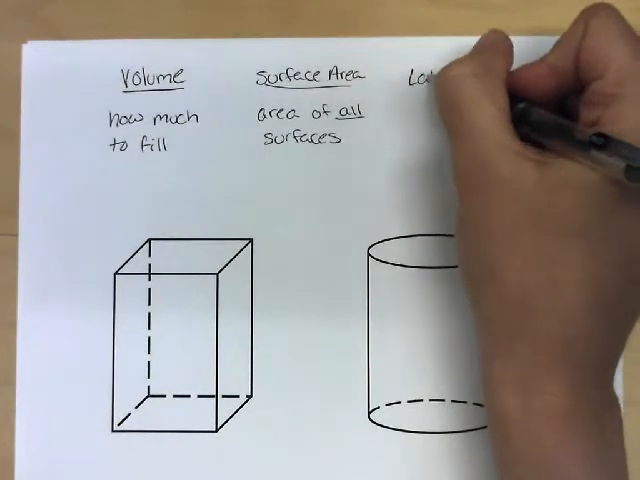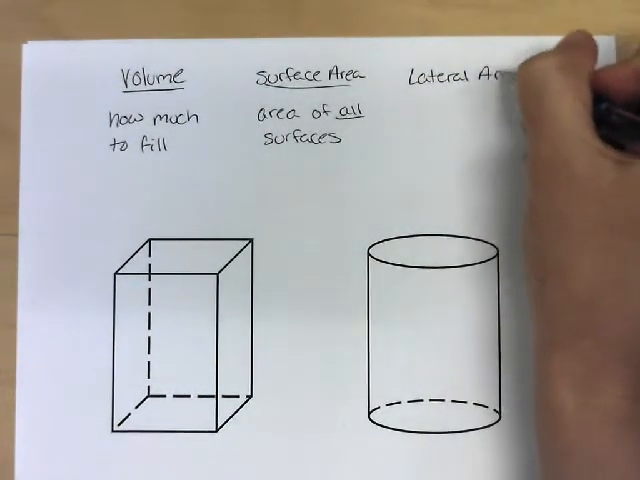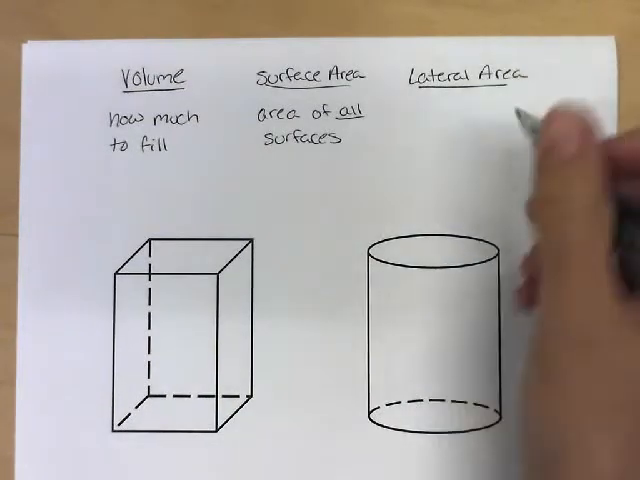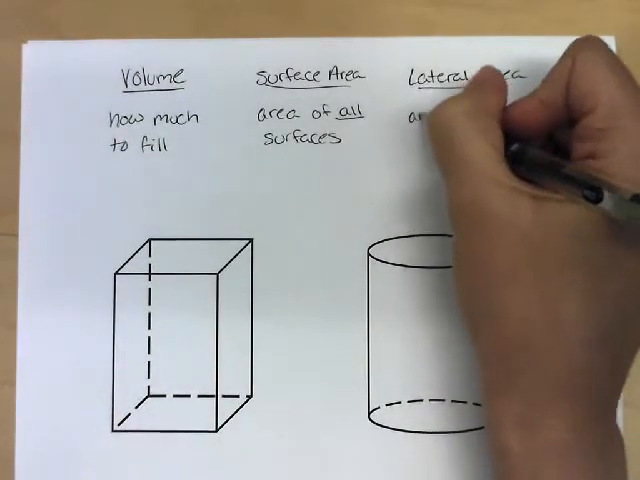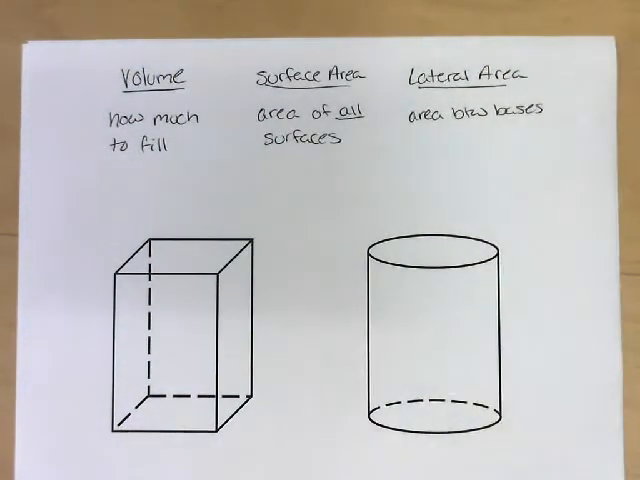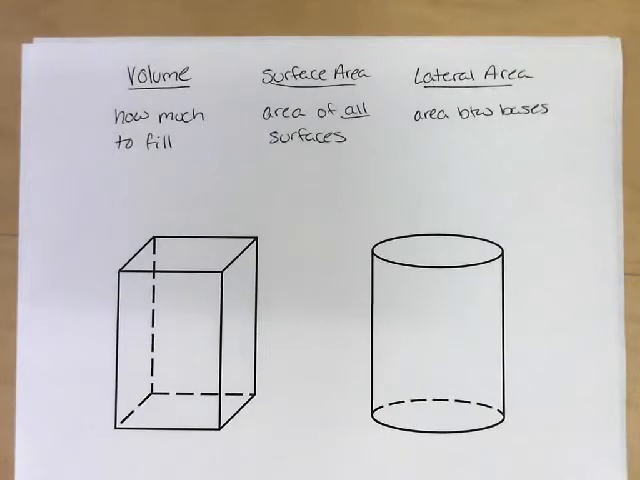And then lateral area is just a part of the surface area. Lateral area is the area between the bases. So let's take a look at that.